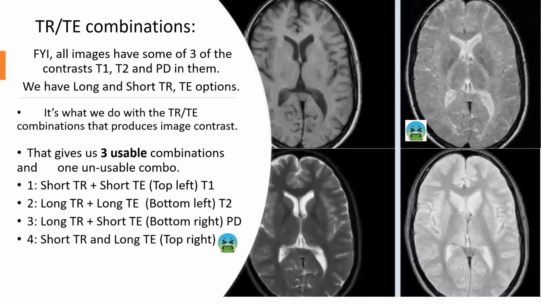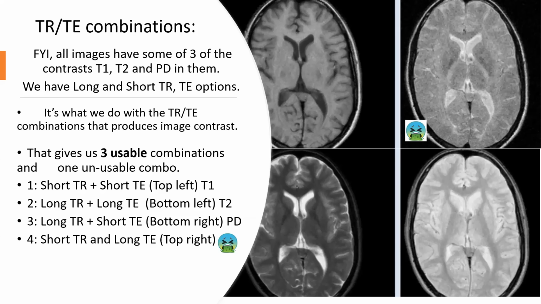Okay, so here are our TR-TE combinations. These images here are all the same slice, all the same patient. So top left, they might ask you something as easy as, what weighting is this image? Well, you look at it, you say, bright fat, dark fluid, decent gray white matter differentiation. I think that's T1, and you would be correct. Bottom left, what weighting is that image? Well, let's see. Fat's not too bright and the water is very bright. So I think that's T2. And again, you would be correct.